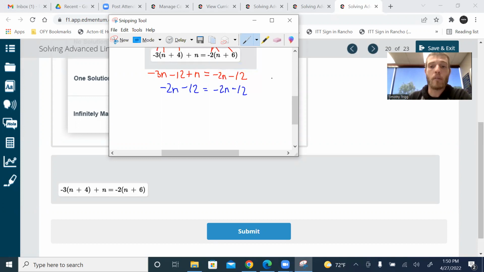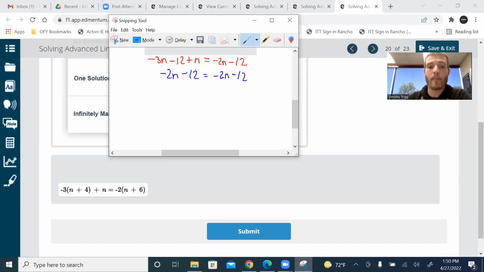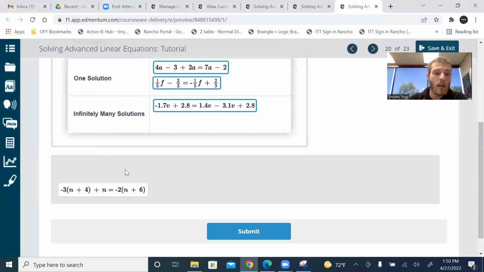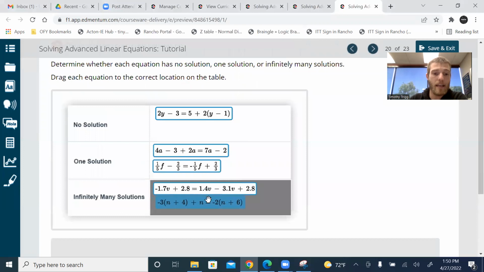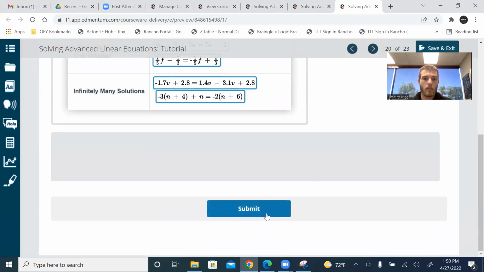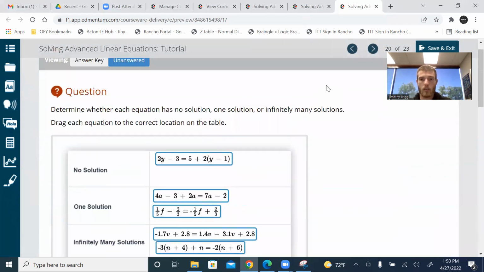Here I've got n's on both sides of the equation. So I would like to get rid of these 2n on the right by adding 2n. Since I add 2n here, I have to add 2n to the other side. Well, that cancels this as well. I'm left with -12 equals -12. Well, that's a true statement, isn't it? Yeah, -12 is equal to -12. And all my variables are canceled. So if you end up with a true statement, that's infinite solutions. Let's go ahead and submit to double check. Correct. Great.